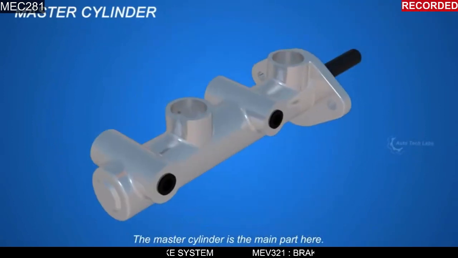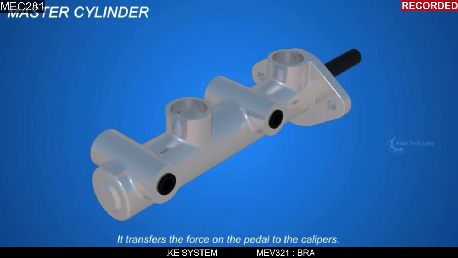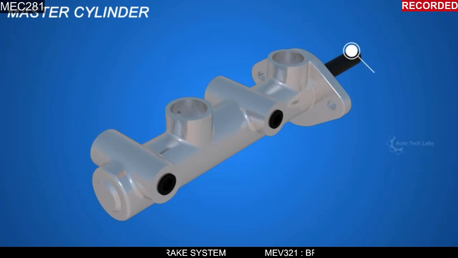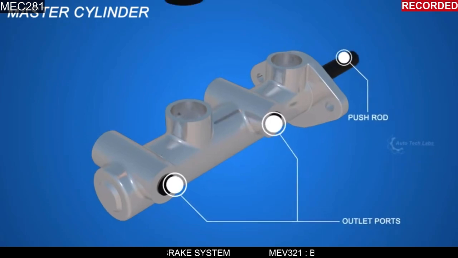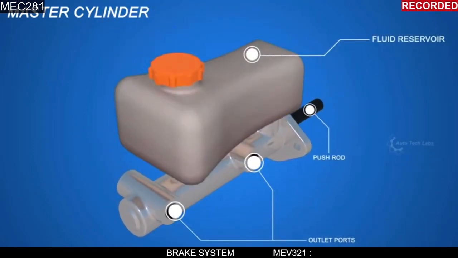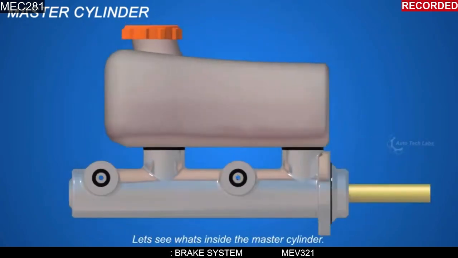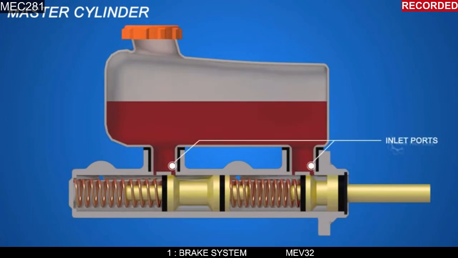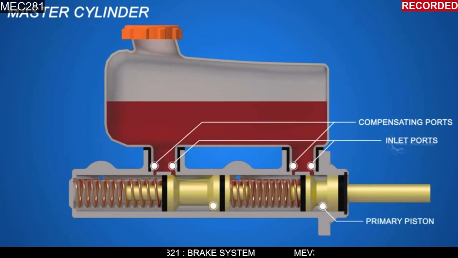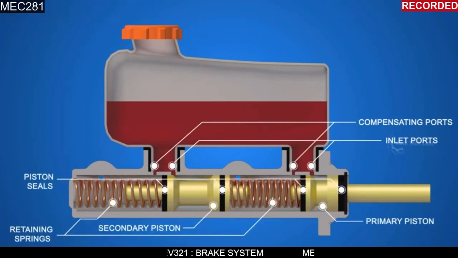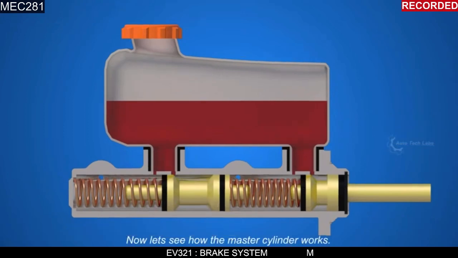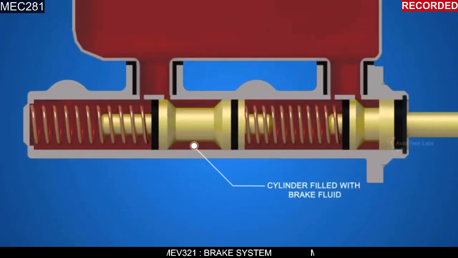The master cylinder is the main part here. It transfers the force on the pedal to the calipers. There is a push rod, outlet port, and a fluid reservoir tank. Let's see what's inside the master cylinder. There are inlet ports for the fluid to reach the cylinder, compensating ports, primary piston, secondary piston, retaining springs, and piston seals. Now, let's see how the master cylinder works.